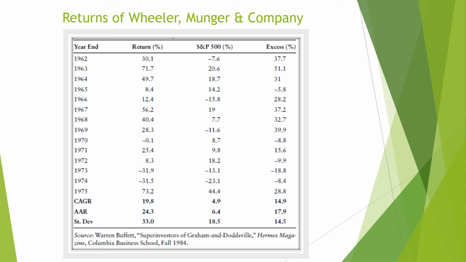But the key point here is that look at the standard deviation of Munger's returns as compared to the S&P 500. His portfolio had a standard deviation of 33% as compared to the S&P 500, which has a standard deviation of 18.5%. So that is what I was trying to say, that even though the returns his partnership gave were way superior to what the general market gave, that was at the cost of volatility in the returns of his funds.